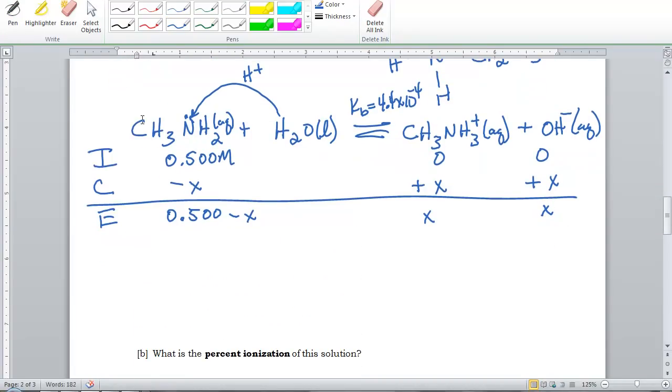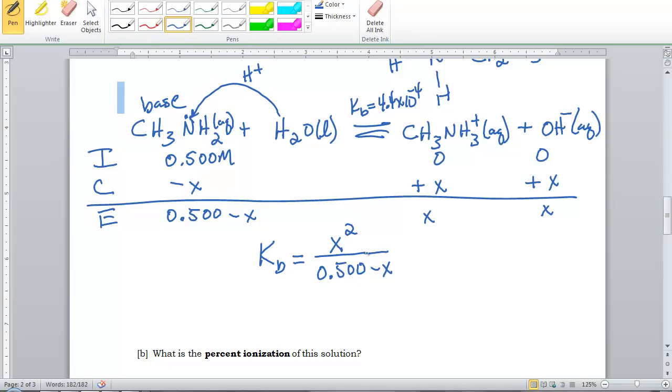All right, since this is a base, we need Kb, not Ka. Ka is for acids, Kb is for bases. Same thing though, products over reactants. In this case, x times x, x squared, over 0.5 minus x.